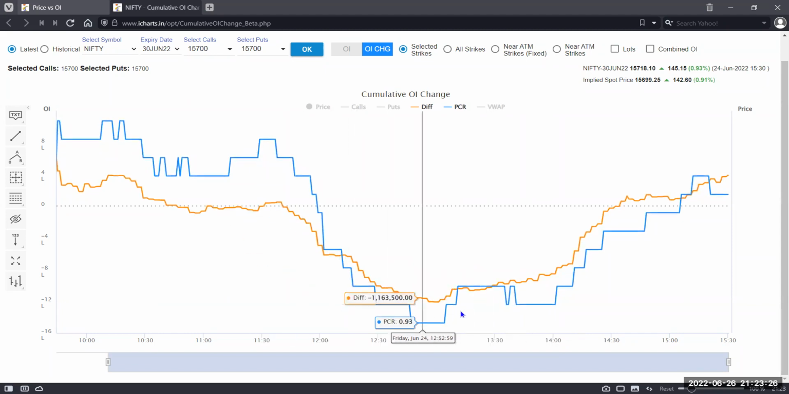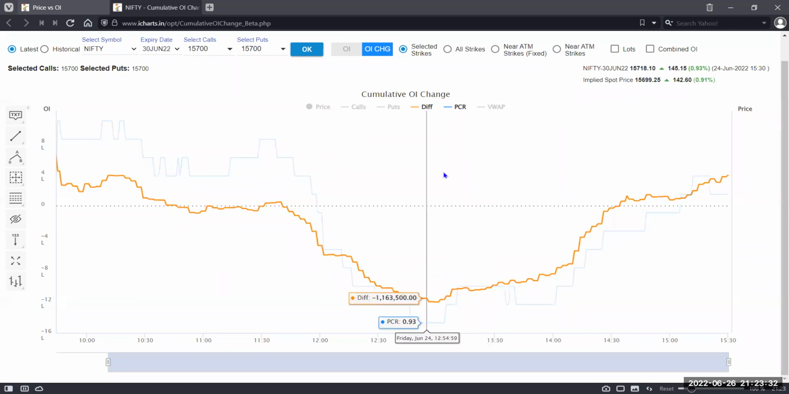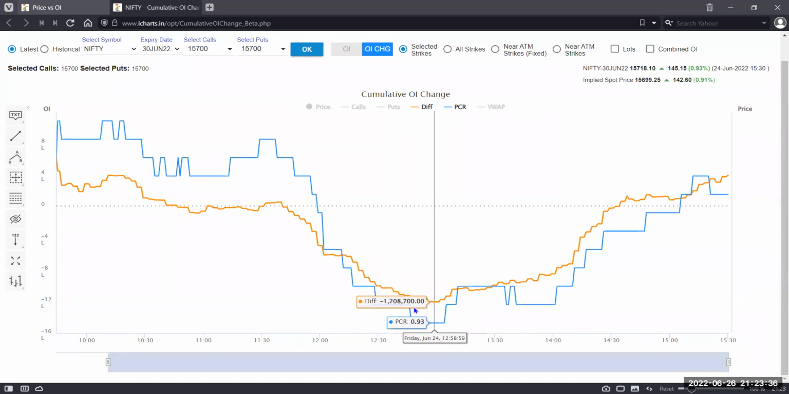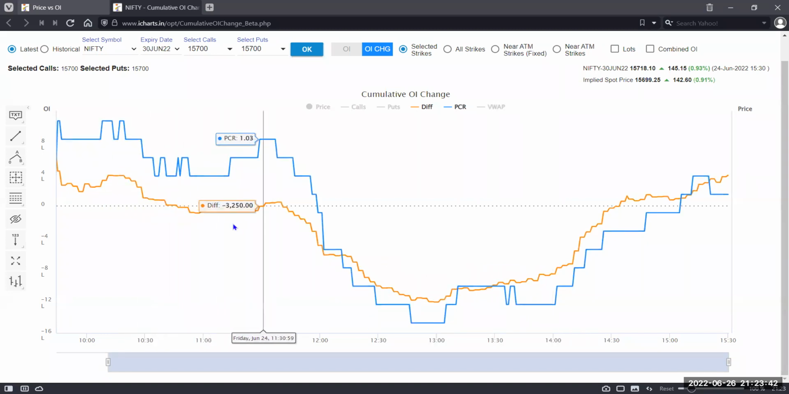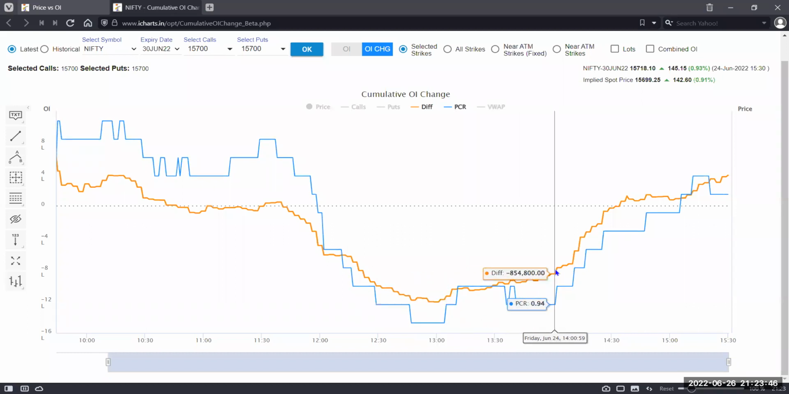So you can know quickly about what all is happening over here with a look at this PCR. Diff also is useful because it tells you which side it could break. Over here, this was flat, but if you see, diff is slowly creeping up. In this case here, it was more or less flat. In this case, slightly creeping up. So you get an idea with diff also.